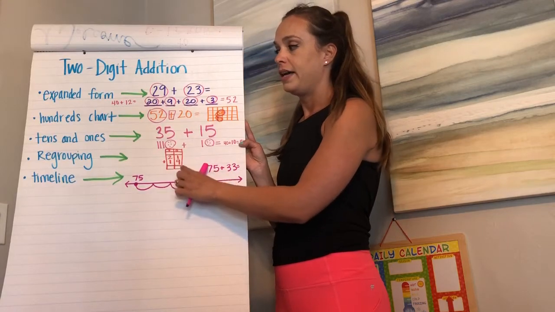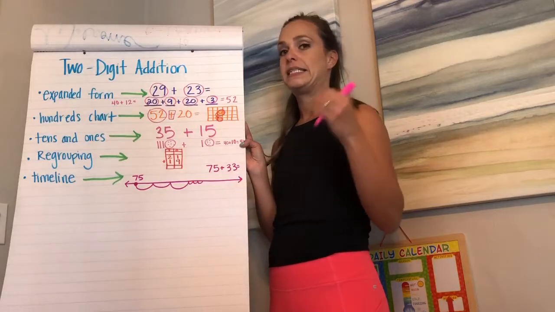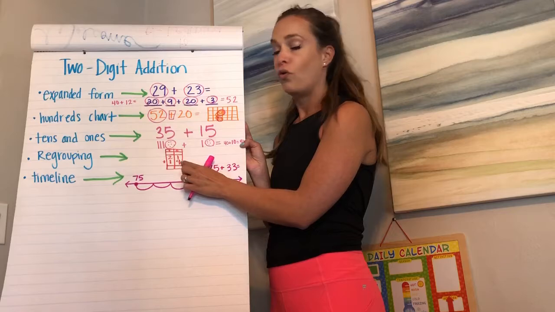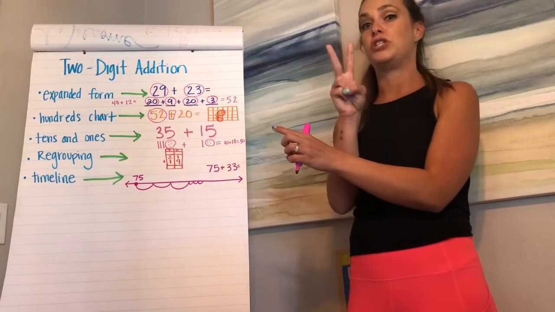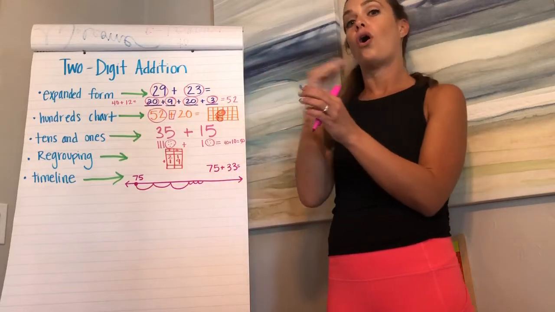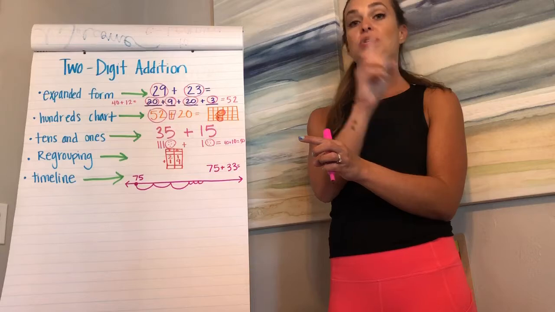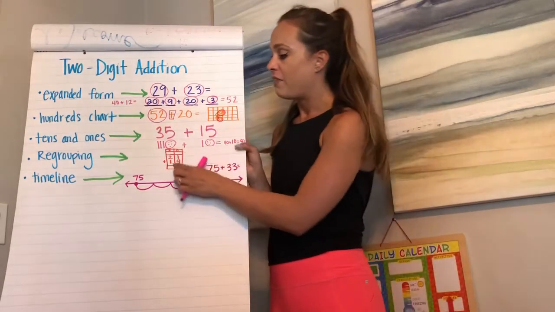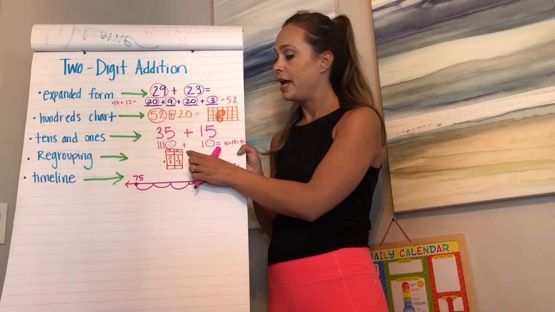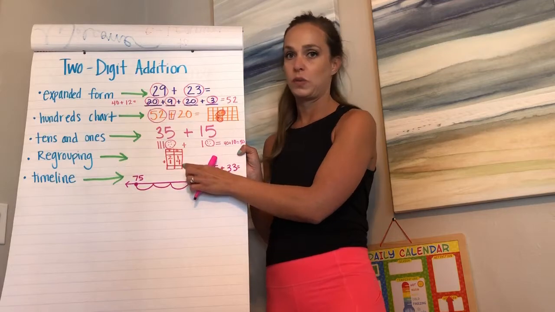The reason why this is called regrouping is because when you stack it, you can easily see if your ones place is over 9. If I am over 9, I am now a two-digit number because 10, 11, 12, 13, 14, 15 are all two-digit numbers. 9 is a single-digit number, so it can go in the ones place. If I have 9 plus 1, I am now a two-digit number, and I'm going to need to regroup because I cannot put 2 numbers in the ones place.